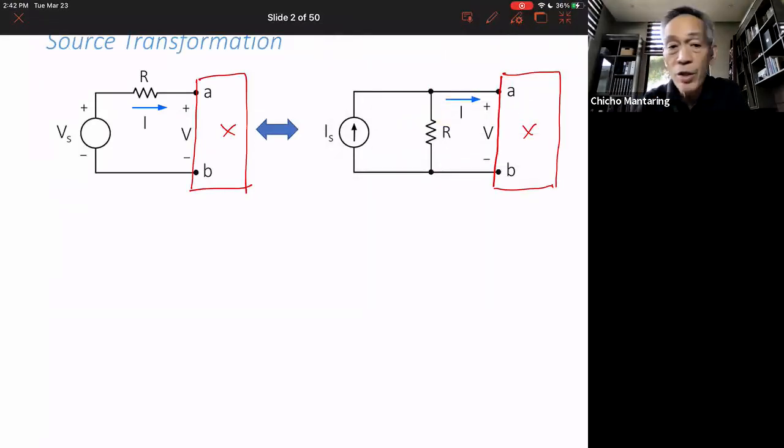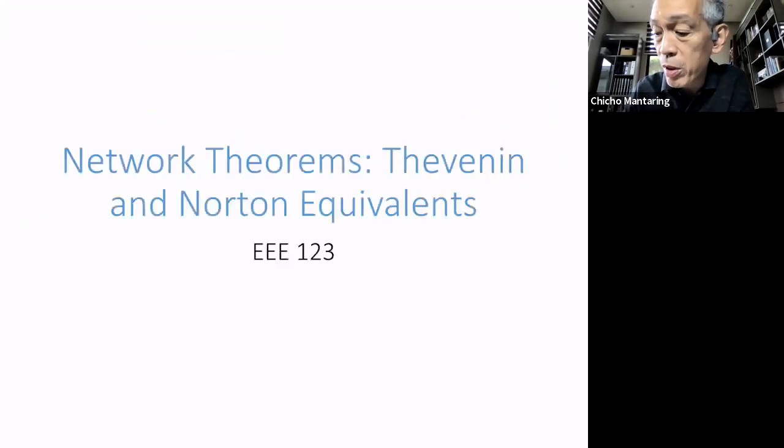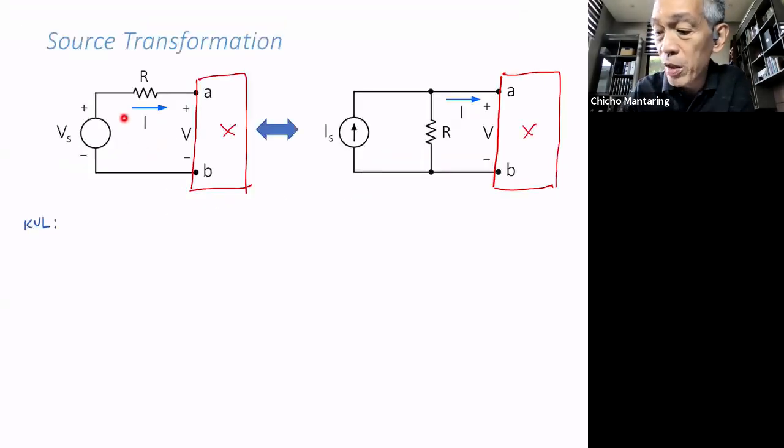So how do we make the two equivalent? Dito sa left side, let me do a KVL around this particular loop. So what is my KVL? My KVL is V sub S is equal to I times R plus V. This voltage is equal to this voltage, which is R times I, plus this voltage, which is V.